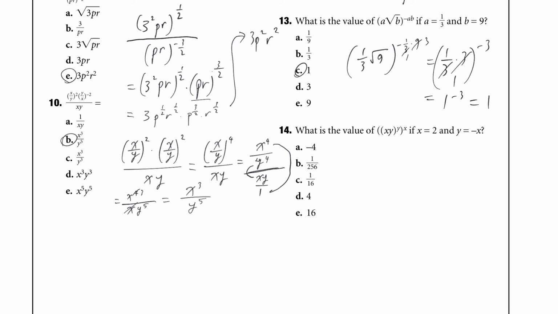Question number 14. What is the value of xy to the power of y to the power of x if x is equal to 2 and y is equal to -x? Well, first of all, if y is equal to -x, then that's just -2, right? So let's plug it in. 2 times -2 to the power of -2, all to the power of x, so 2. What's 2 times -2? -4 to the power of -2 to the power of 2.